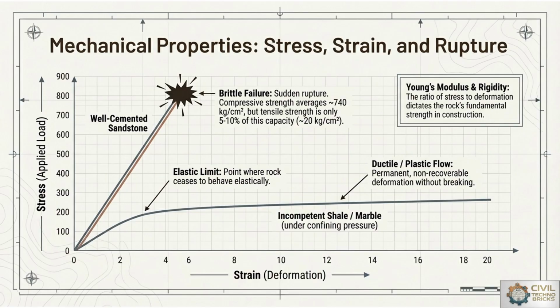Beyond this limit, rocks experience permanent deformation and may eventually break or fail in a brittle manner. So rocks may exhibit brittle failure or ductile behavior, which depends on the conditions. Strong rocks like sandstones often fail suddenly, whereas shale and marble may deform plastically under some confinement, which is explained in the graphical representation.